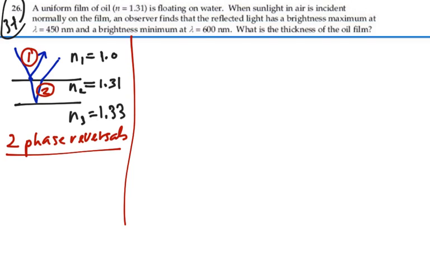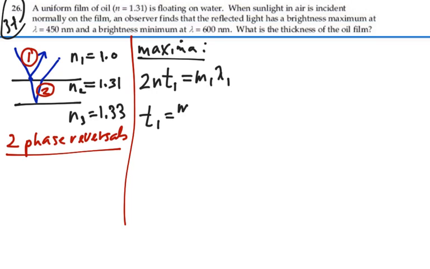So we just want the path length within the film, the oil, to be an integral number of wavelengths in order to get maximum. So for our maxima, we want that 2nt1 is equal to an integral number of the wavelengths that correspond to the maxima that we saw. So we would say that the thickness is equal to m1 lambda 1 over 2 times the index of refraction of the oil. So this is equal to m1 times 450 nanometers divided by 2 divided by 1.31.